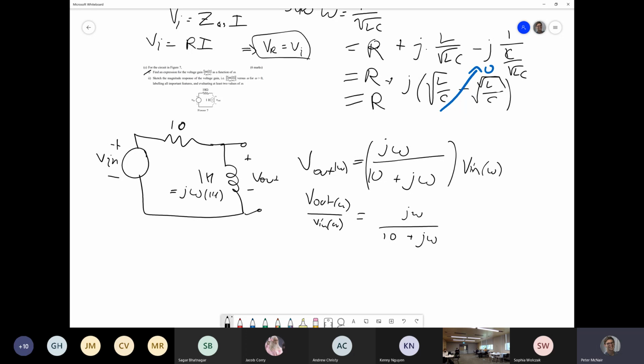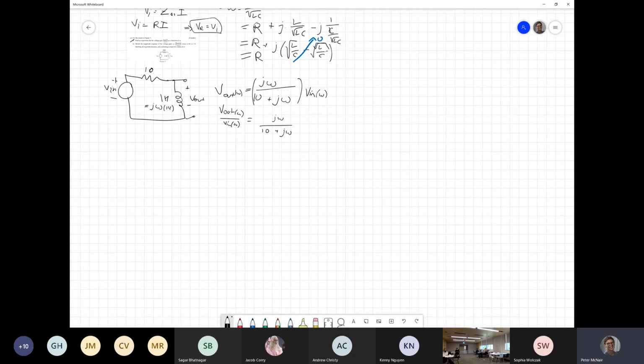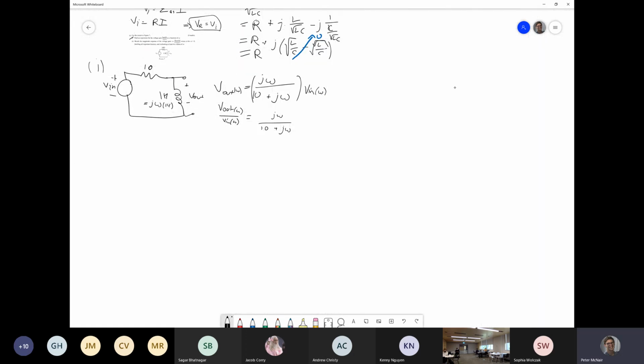Now we want to sketch the magnitude response. This is part I, magnitude response. So how do we find the magnitude response? Let's call this H of omega. So this is a complex number, right? How do we find the magnitude of a complex number?